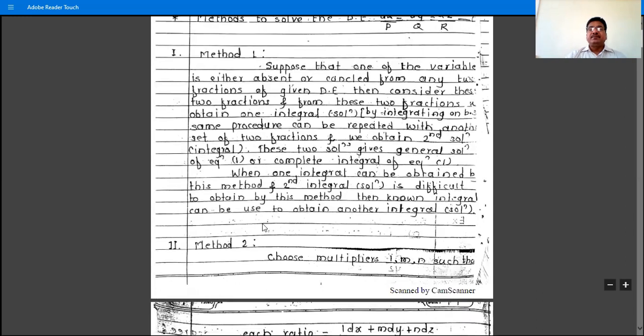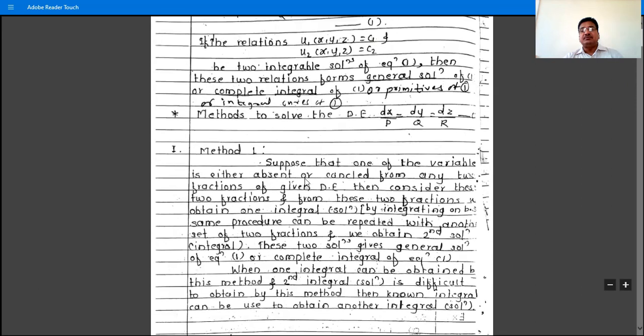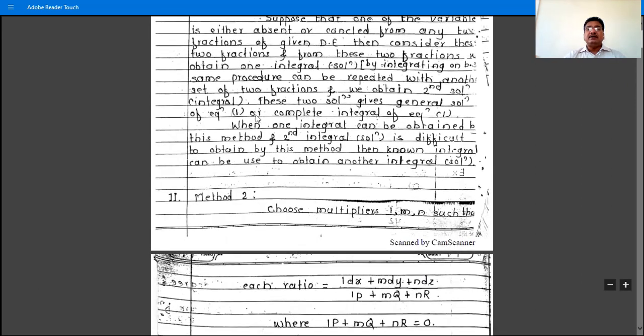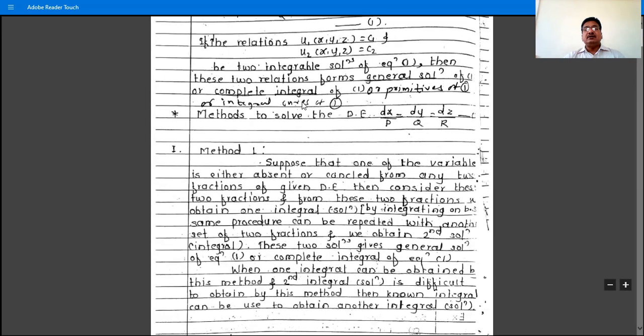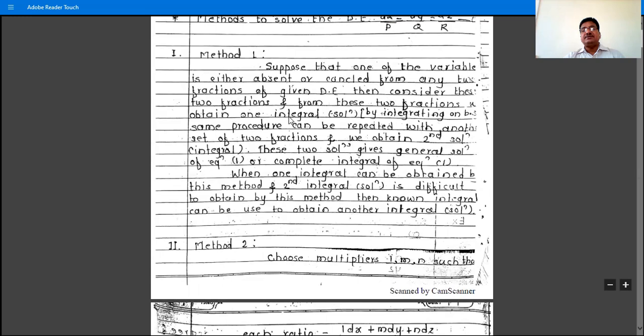If one variable is absent in the two fractions, then the equation becomes an ordinary differential equation in two variables. By applying the procedure for solving this differential equation, we find one solution, that is one integral. That is, we have u1(x,y,z) = c1, one solution of that equation. Then I have to find another solution of the same equation. The same procedure can be repeated with another set of two fractions. Suppose we have another two fractions of the same type, where one variable is either absent or cancelled.